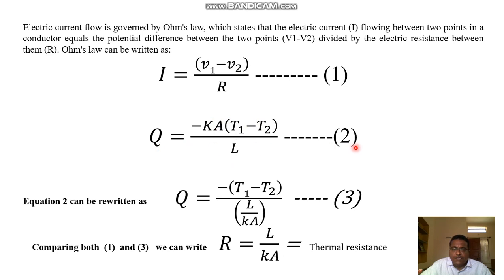This equation number 2 can be rewritten with a little adjustment, that is Q is equal to T1 minus T2 divided by L divided by KA. This rearrangement I will call equation number 3. Then comparing equation 1 and 2, in place of I, here Q is there. In place of the potential difference, we have the temperature difference. Yes, neglect the negative sign.